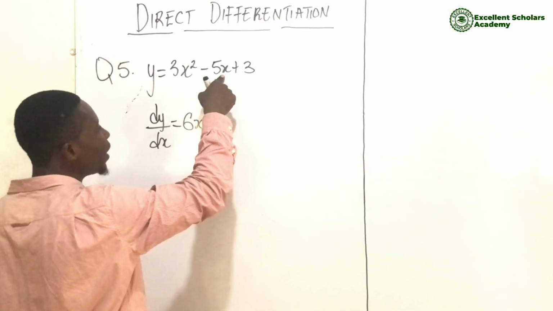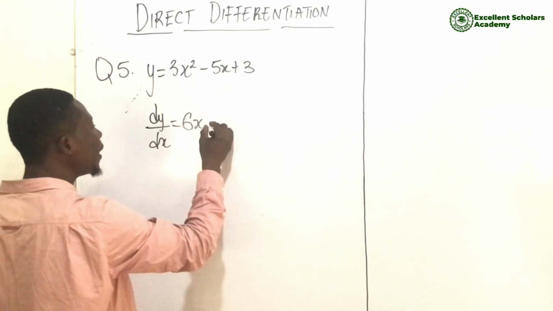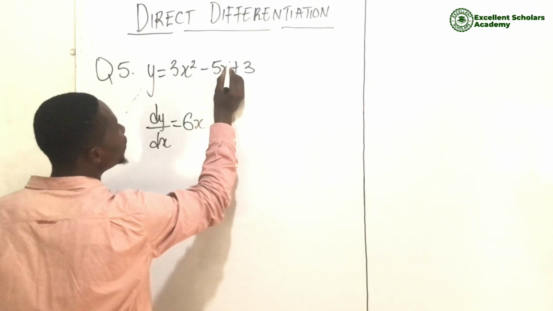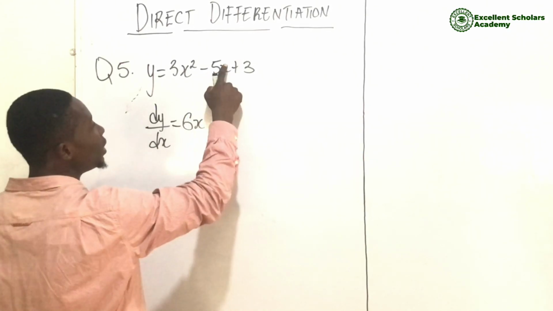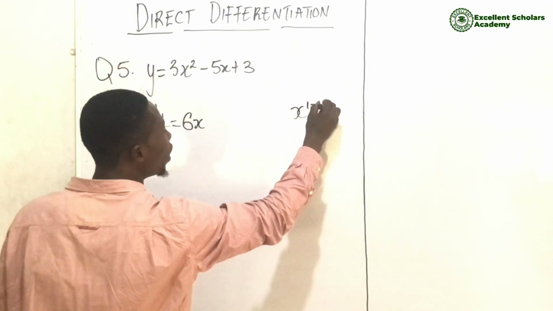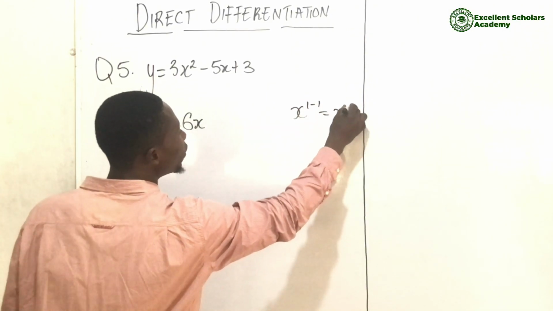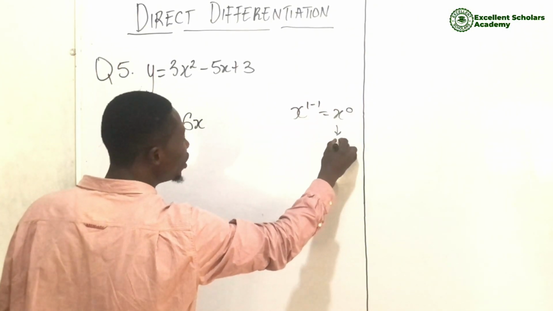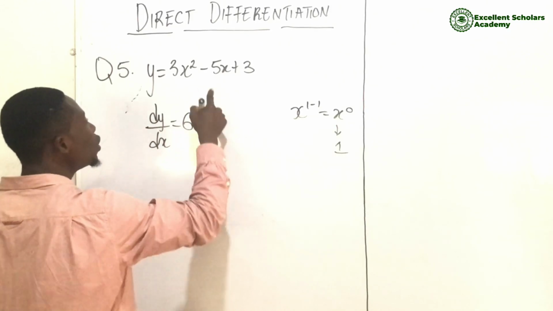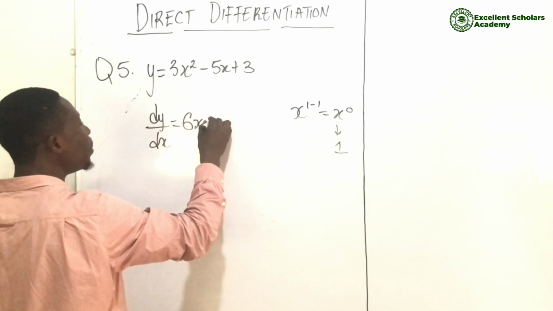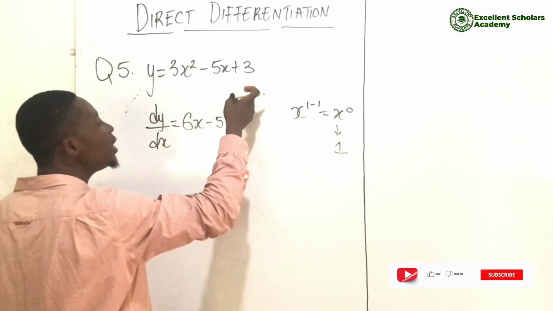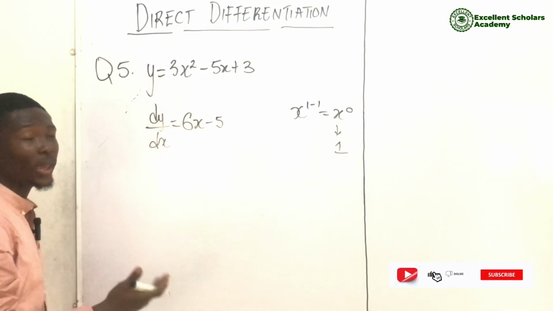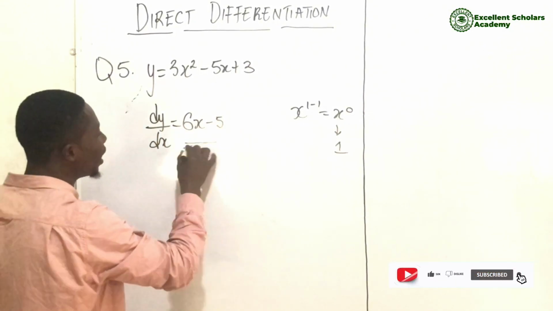Differentiate minus 5x, or differentiate 5x, you get 5, because there's an invisible 1 here. So 1 times 5 gives you 5. 1 minus 1 here, x to the power of 1 minus 1, that gives you x to the power of 0. And anything to the power of 0 gives you 1. So differentiating minus 5x gives you minus 5. Now if you differentiate 3, 3 is a constant. If you differentiate 3, you are going to get 0. So that's our answer.